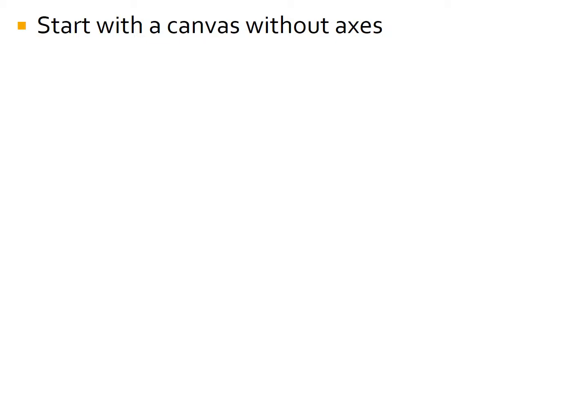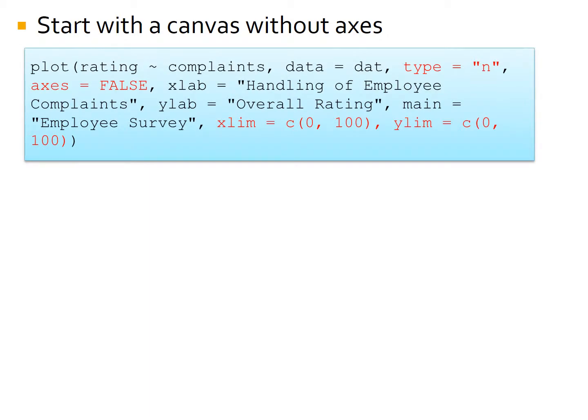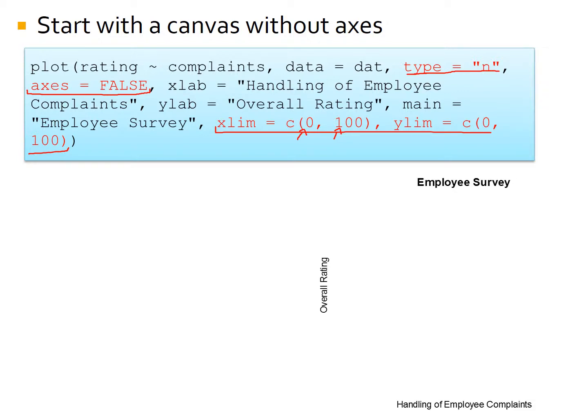So we can start with a canvas without any axis. We still use type equal n to not provide any data point, and then we put axes equal false, so we do not provide any axis. And we put x limit and y limit, which are the starting point of the x-axis and the starting point of the y-axis. So it starts at 0 and it ends at 100. For the y limit, again start at 0 and end at 100. You will see this graph. It provides no data point, no axis.